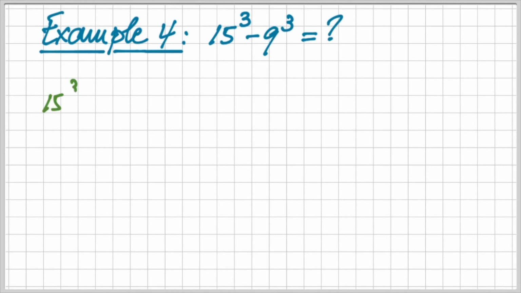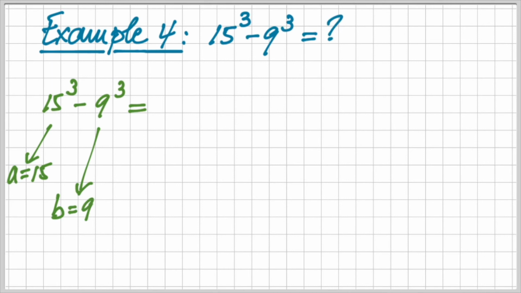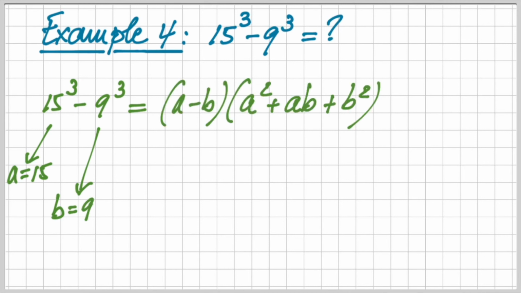Our last example, example 4, is about the sum or the difference of cubes, and here I look at 15³ − 9³. We start again by identifying a and b, so 15 is equal to a and 9 is equal to b. We know that the special product formula in this case gives us that a³ − b³ is (a − b) multiplied with (a² + ab + b²), and we replace a and b in this formula.